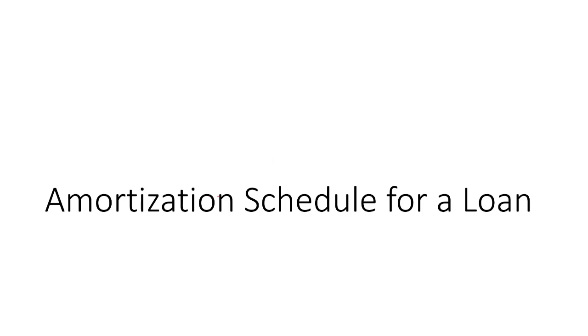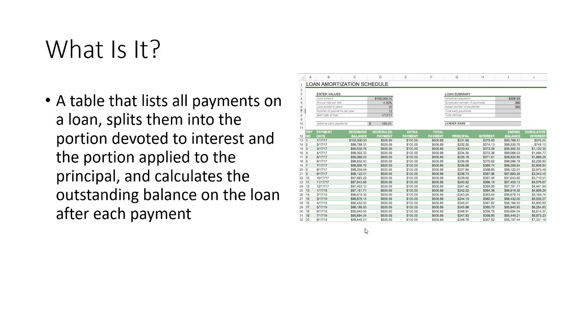Finally, the amortization schedule for a loan. The amortization of a loan simply is how long it takes to pay a loan off. So if you get a 30-year mortgage, if you don't pay it off early, it will take you 30 years to pay off that loan. If you get a car loan for 5 years, it will take you 5 years to pay it off. The amortization schedule of a loan is a table that lists all payments of the loan. So if it's monthly payments for 10 years, you'll see 120 payments. If it's monthly payments for 30 years, you'll see 360 payments, and so on.